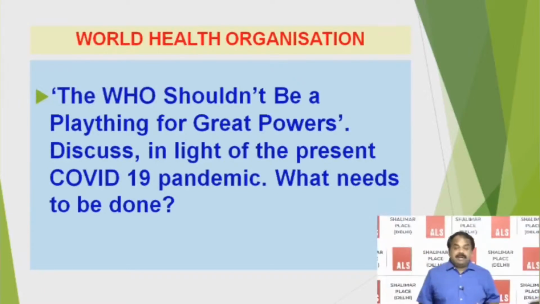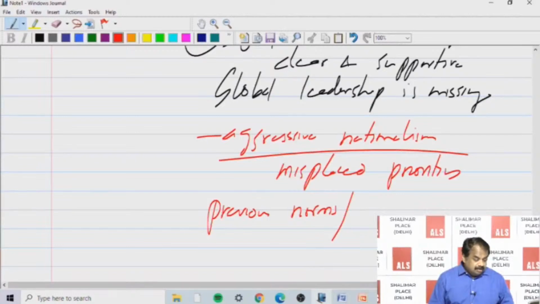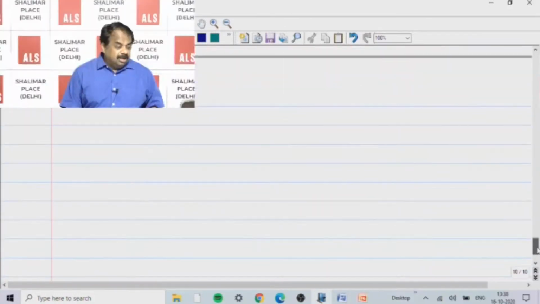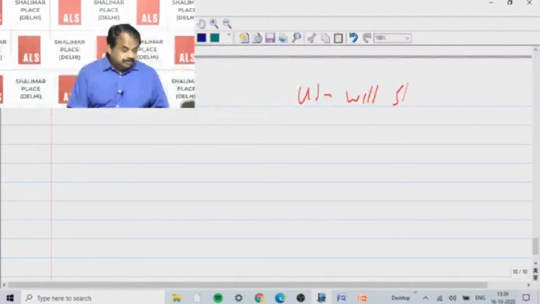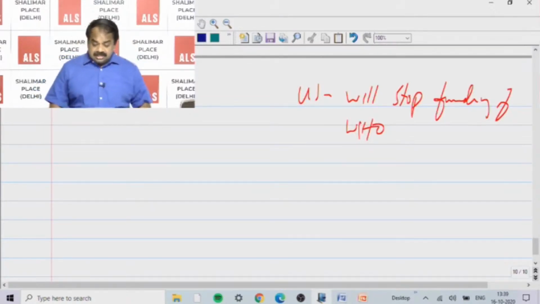Okay, so in fact, many things I have already said, but let me just add to this point now. In April, once the corona pandemic was finally full on across the world, President Donald Trump declared that the United States will stop funding of WHO. And I have already said the US is contributing almost 15%. So that's a substantial amount.